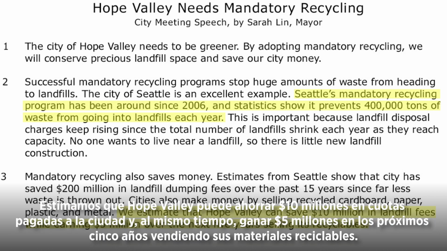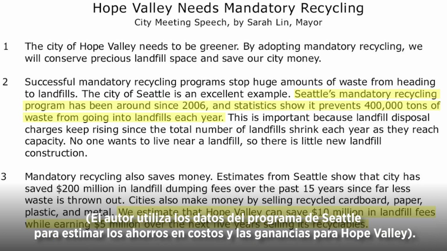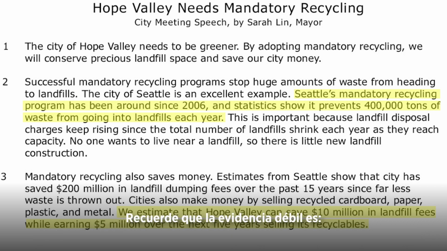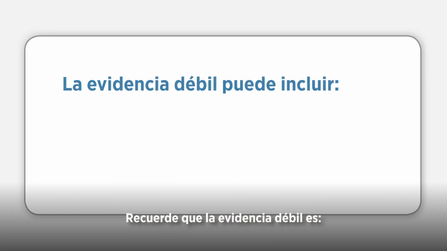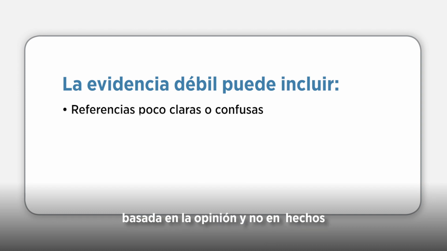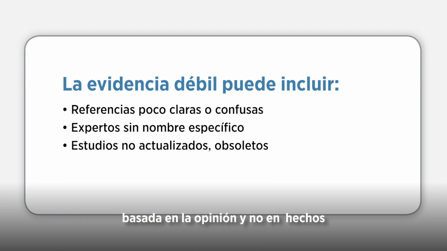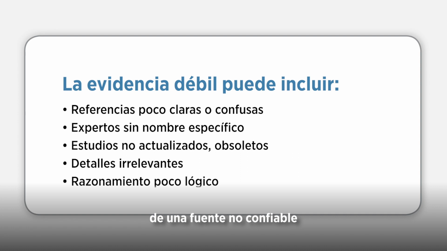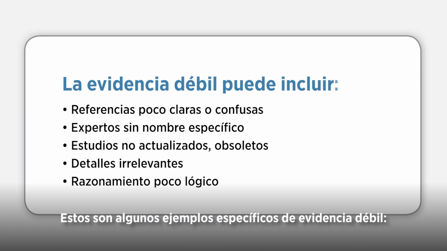We estimate that Hope Valley can save $10 million in landfill fees while earning $5 million over the next 5 years selling its recyclables. The author uses data from the Seattle program to estimate the cost savings and earnings for Hope Valley. And remember that weak evidence may be vague or unclear, based on opinion instead of facts, from an unreliable source, outdated. Here are some specific examples of weak evidence.